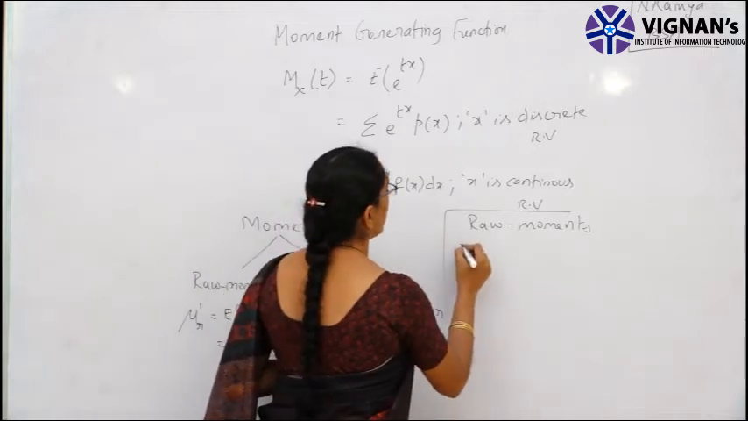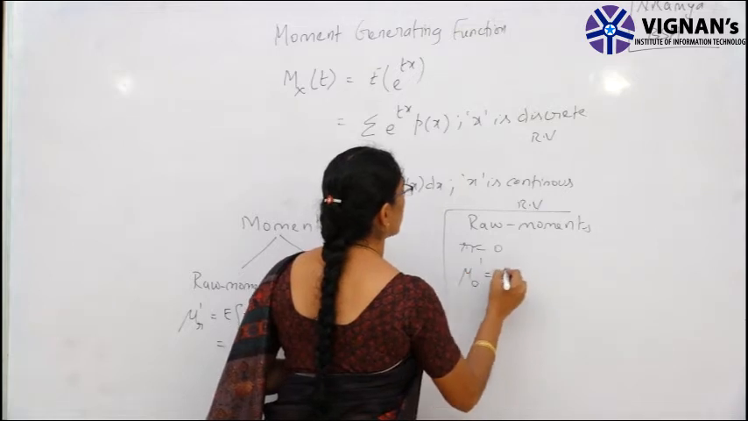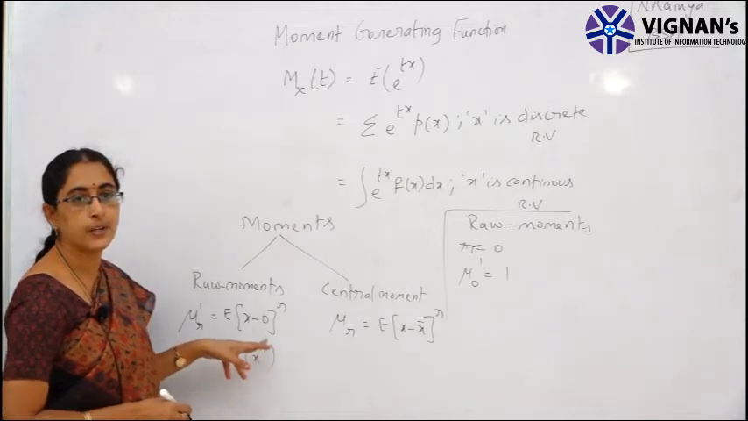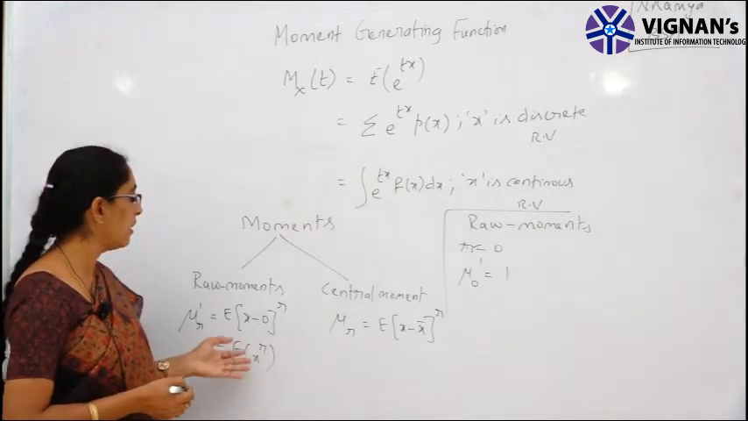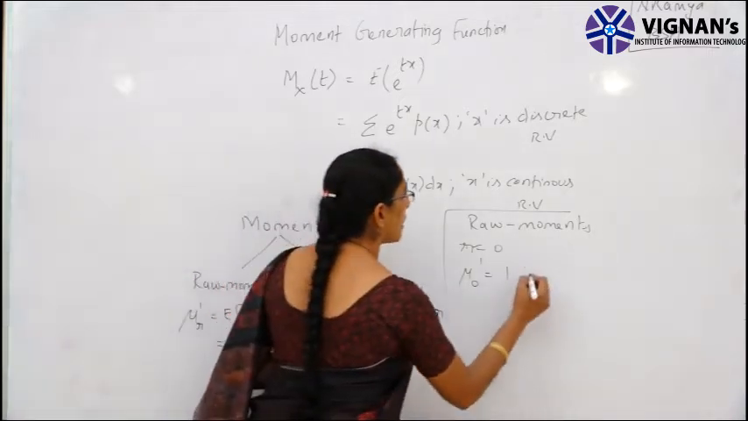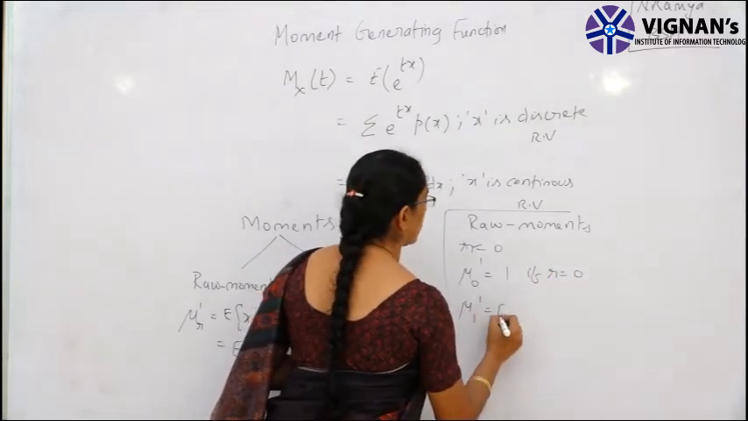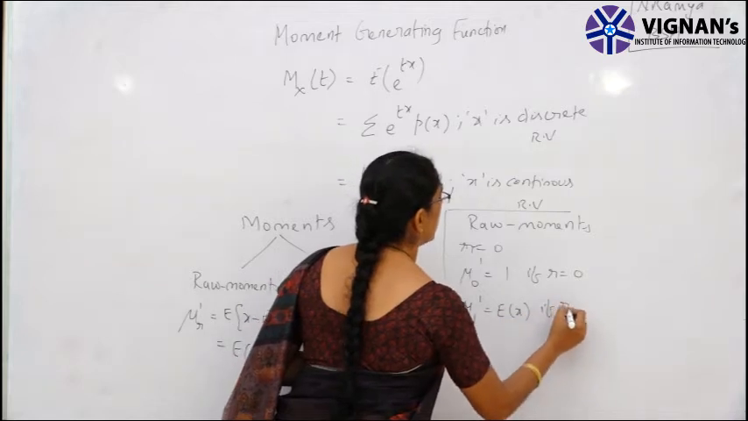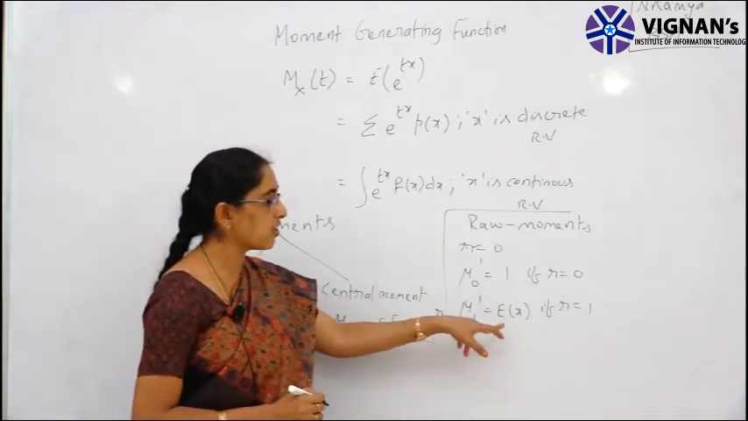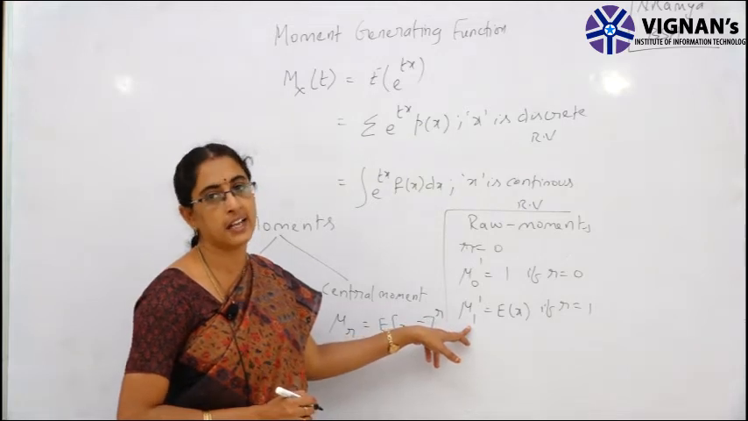When r equal to 0, it is called the zeroth raw moment, which is always equal to 1. That means expectation of x power 0. Anything power 0 is 1, and expectation of a constant is that constant, so expectation of 1 is 1. But when r equal to 1, that is mu 1 dash, it is nothing but expectation of x, since x power 1 is x only. This expectation of x is nothing but the mean. So the first raw moment is known as the mean of the random variable.